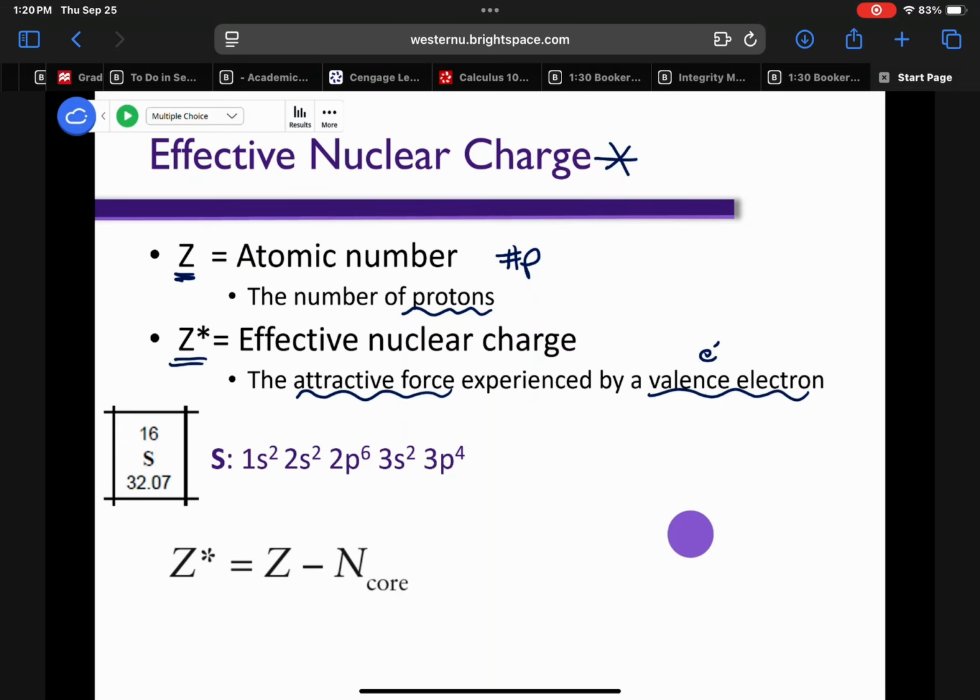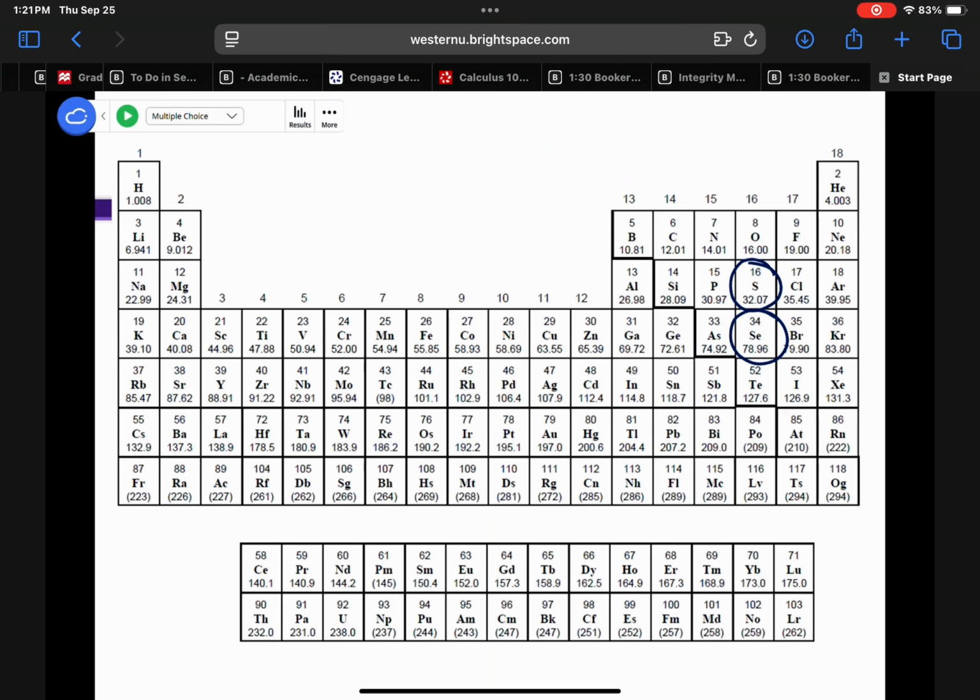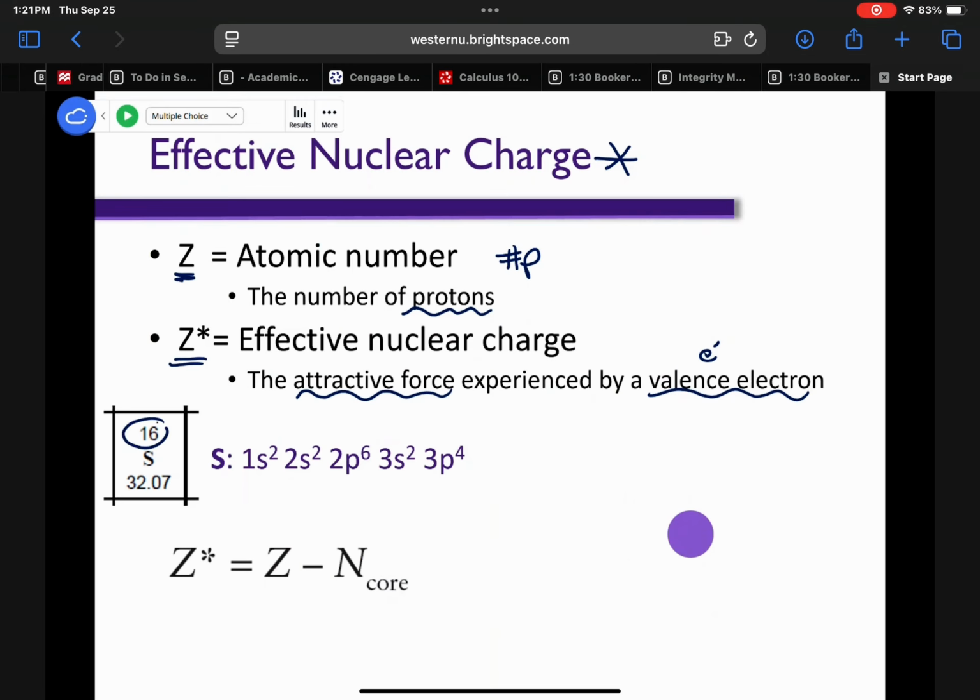So we're going to look at sulfur. On your periodic table, we just found that one right here. It has an atomic number of 16. So that means it has 16 protons. And if it's neutral, we would expect it to have 16 electrons. Now we can analyze which of these electrons are core and which of them are valence.